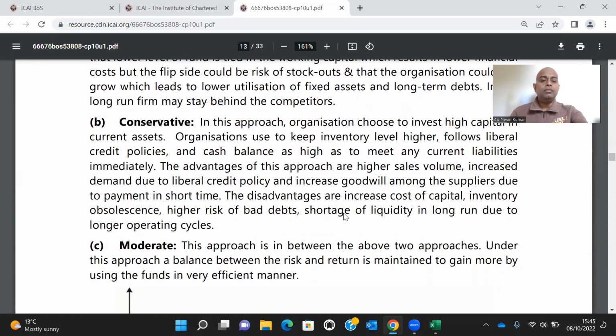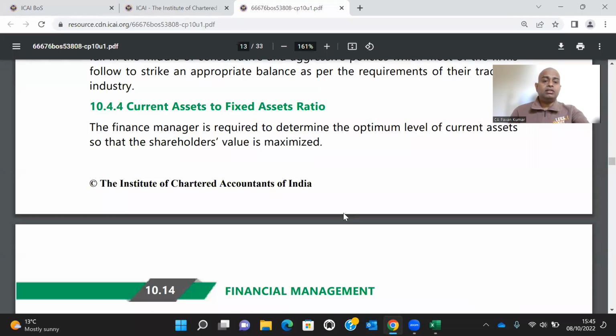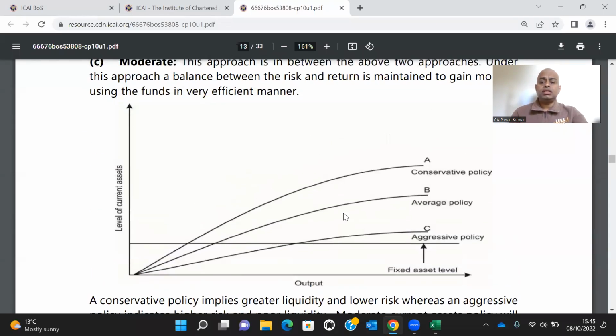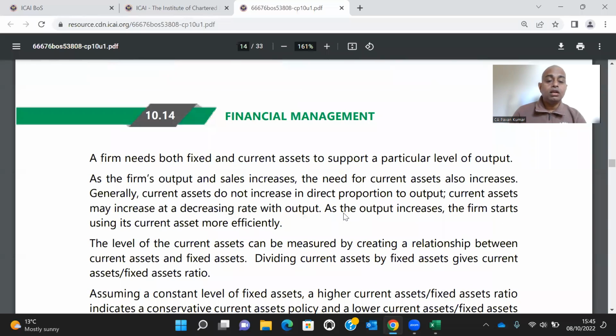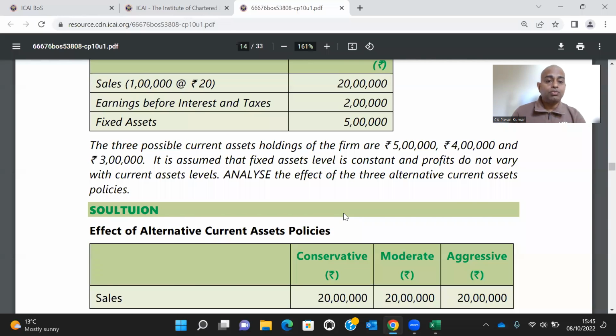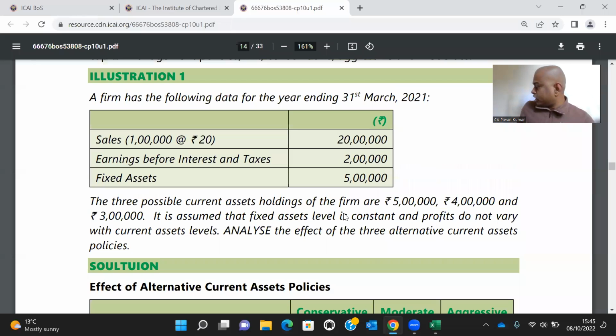Okay, so look at question number 1. We'll come back to this chart after question number 1, or even if I do not come back to this chart, you'll understand that in question number 1. Okay, this one, put a star mark. Important question.